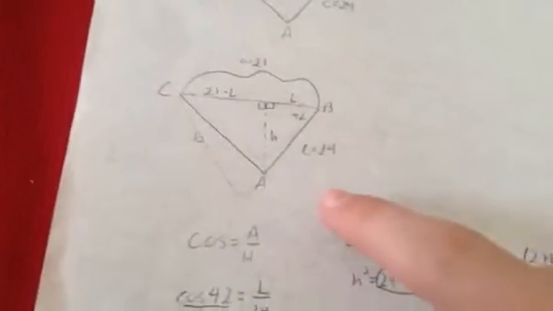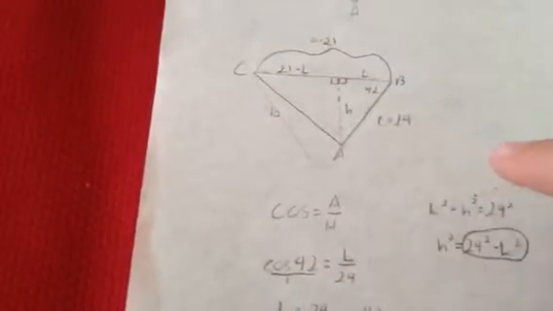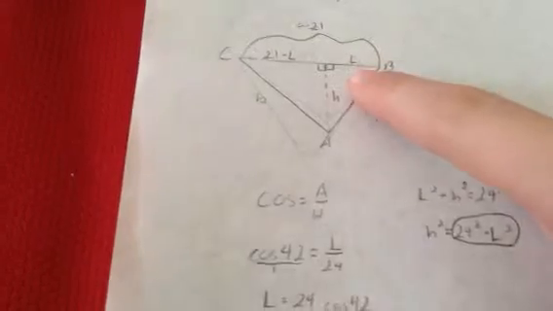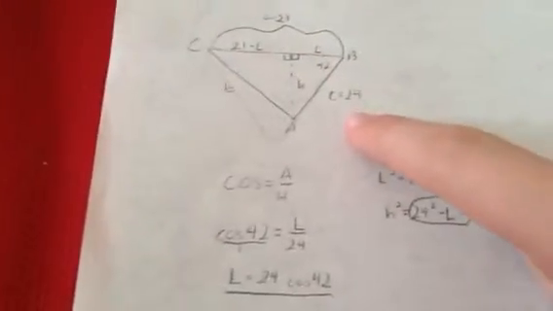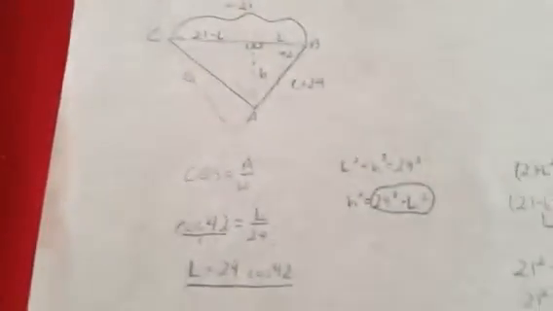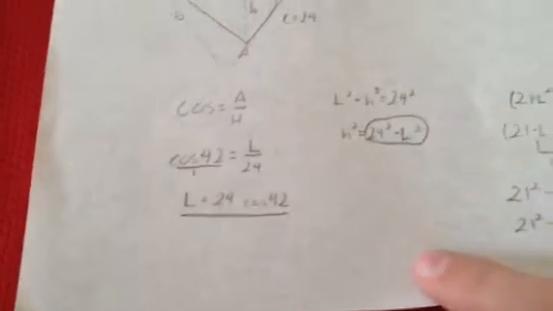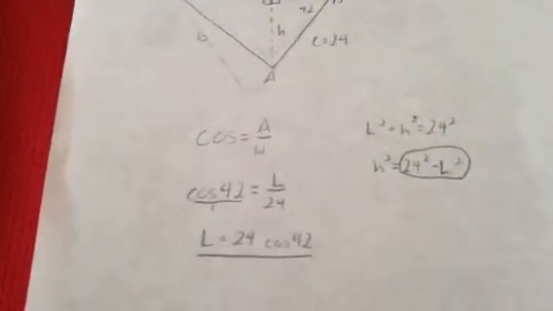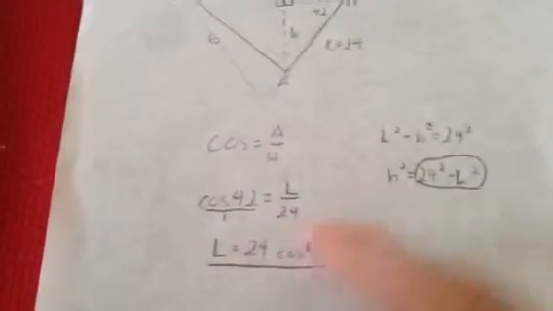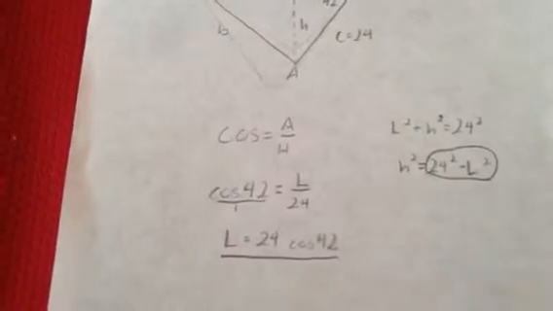And so since this is our given angle of 42, we can say cosine of 42 equals the adjacent, which is L, and the hypotenuse, which is 24. And since we want the variable to be by itself, we'll just times both sides by 24, and again L equals 24 cosine 42.